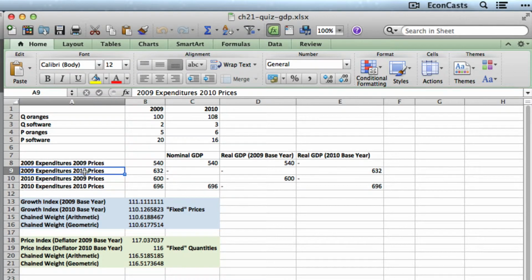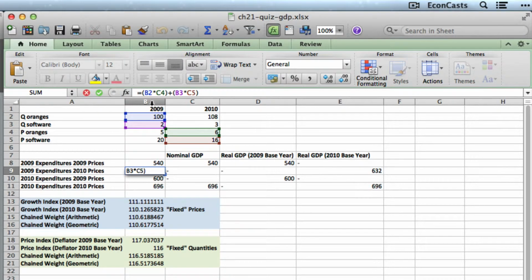Similarly, when we look at 2009 expenditures instead using 2010 prices, what we get is these 2009 quantities, but now we're using the 2010 prices to calculate the total expenditures. We do something similar for 2010 expenditures and 2009 prices. And lastly, we have 2010 expenditures and 2010 prices.